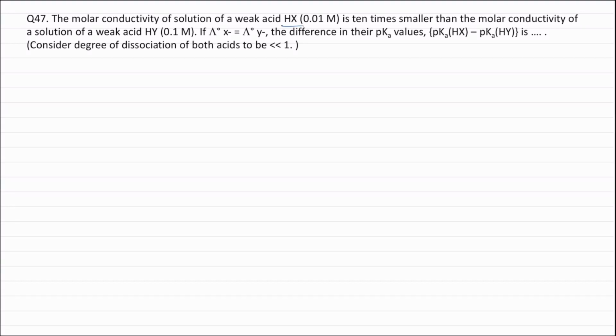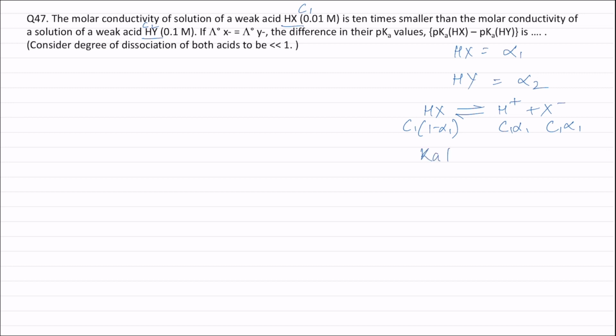Let the concentration of HX be C1 and the concentration of HY be C2. Degree of dissociation of HX be alpha 1 and degree of dissociation of HY be alpha 2. Now HX dissociates to form H plus and X minus ions. Since the initial concentration of HX is C1 and the degree of dissociation is alpha 1, the equilibrium concentration can be written as C1 (1 minus alpha 1). Concentration of H plus is C1 alpha 1 and concentration of X minus will be C1 alpha 1.